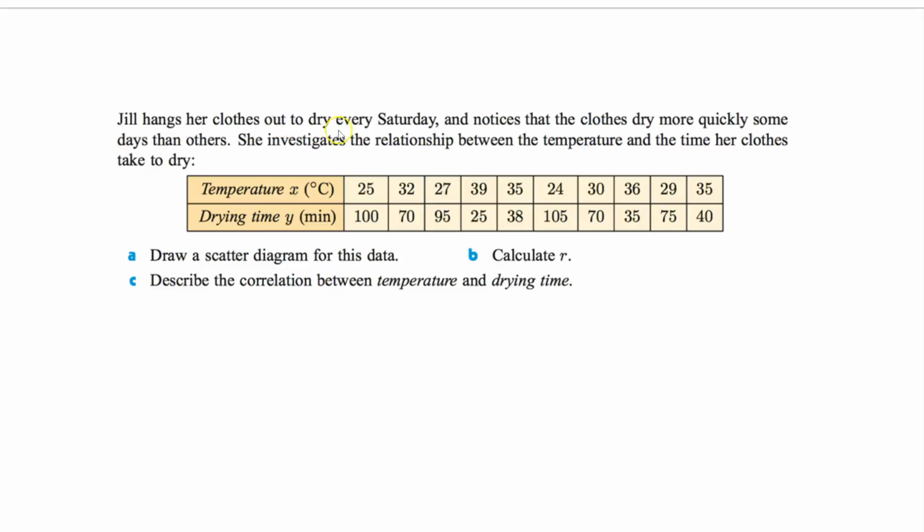Joe hangs her clothes out to dry every Saturday and notices that the clothes dry more quickly some days than others. She investigates the relationship between the temperature and the time her clothes take to dry. So here we have the Celsius temperature, and then our Y is how long it takes to dry.